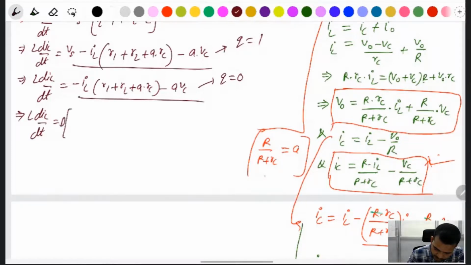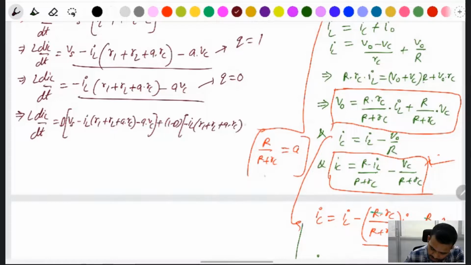This one multiply by D, and this one multiply by 1 minus D. D into Vs minus IL (R1 plus RL plus A into RC) minus A into VC, plus 1 minus D. I have taken like a minus because of this. If you take common, this is negative. Remaining, leave it, minus IL (R1 plus RL plus A into RC) minus A into VC.